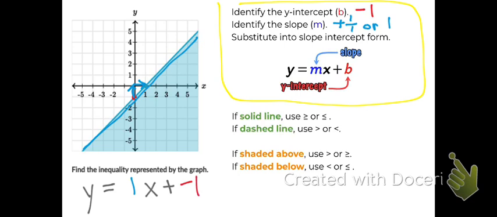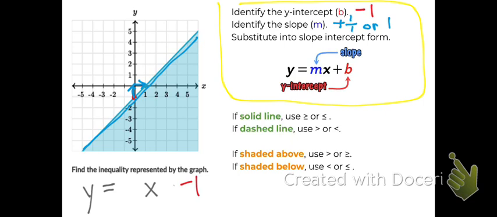So we can rewrite that as, we don't need that coefficient in front of the x if it is positive or if it is 1. So this is just the same as 1x. Instead of plus -1, I'm just going to say -1.